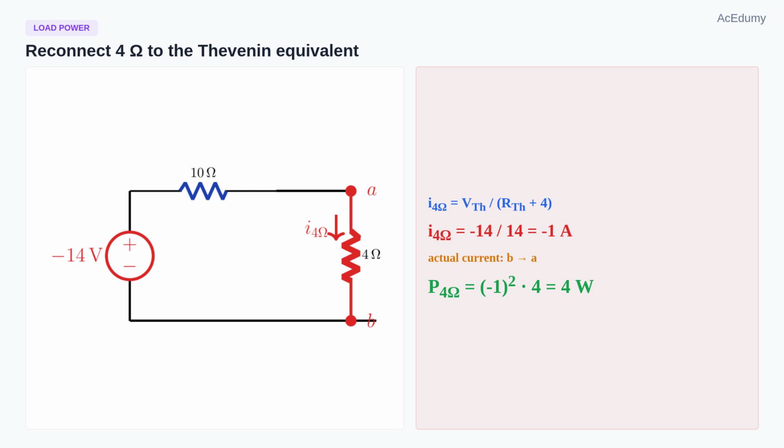Reconnect the 4-ohm resistor to the Thevenin equivalent. Using the current reference from A to B, the load current is Vthevenin divided by (Rthevenin plus 4 ohms). That is negative 14 over 14, equal to negative 1 ampere. The negative sign only says that the actual current flows from B to A. The absorbed power is I squared R, so 1 amp squared times 4 ohms gives 4 watts.